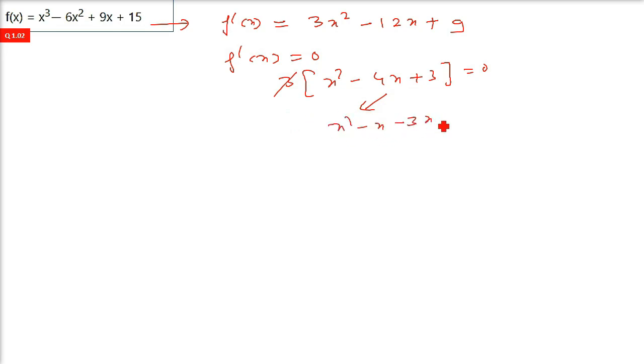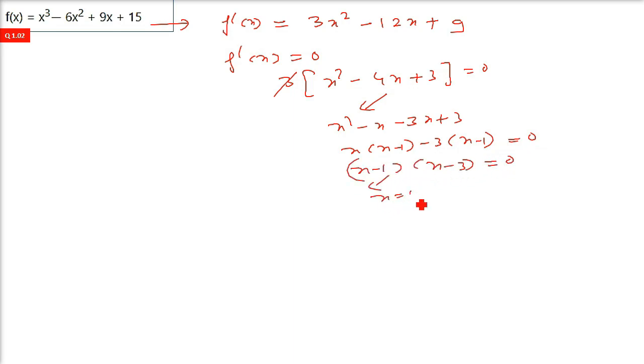So it will be x squared minus x minus 3x plus 3. You can take x common. It will be x(x minus 1) minus 3(x minus 1). Eventually you got 2 factors here, x minus 1 and x minus 3. And when this is going to be 0, f dash x equals 0 when x is equal to 1 and x equals 3.